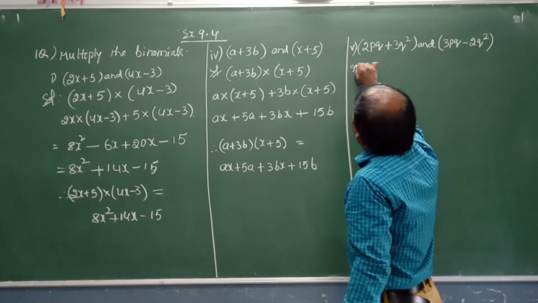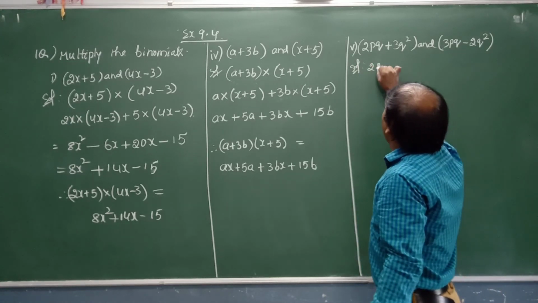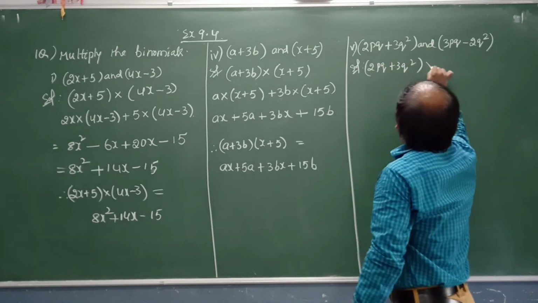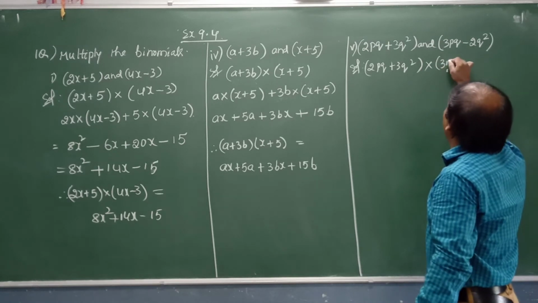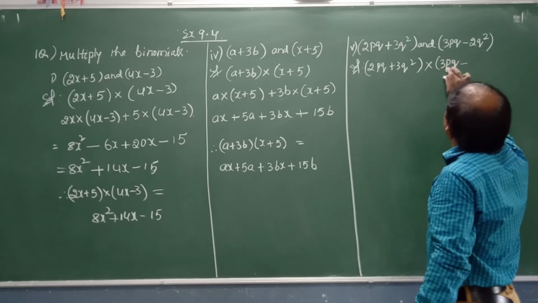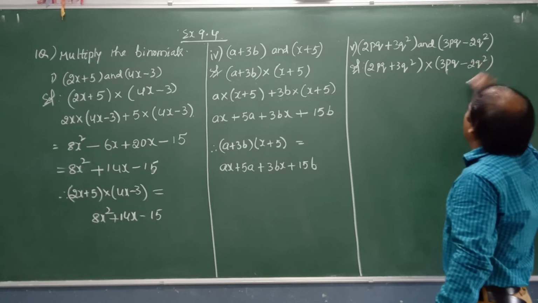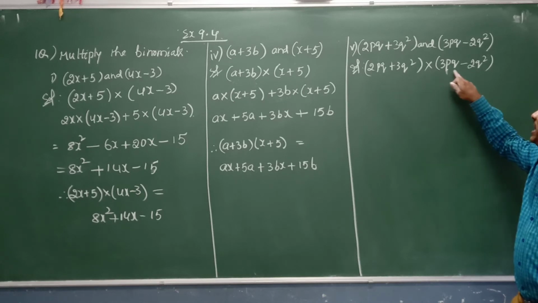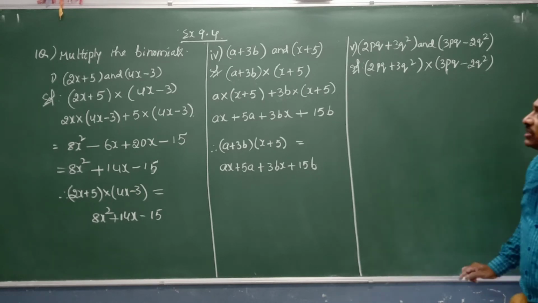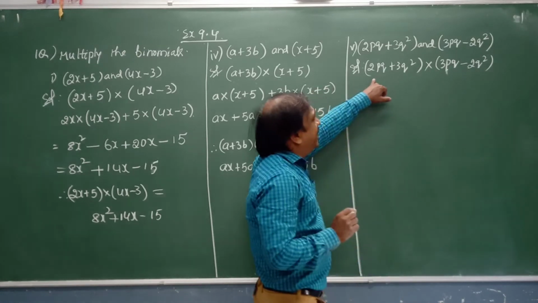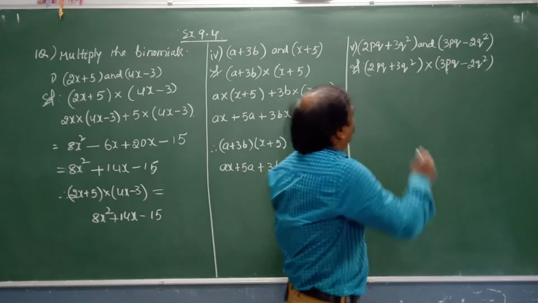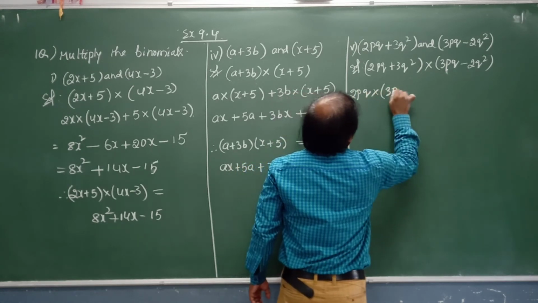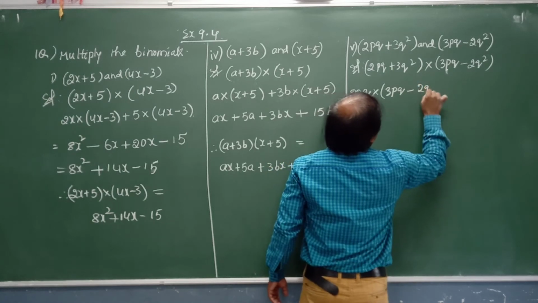So here, 2pq plus 3q square into 3pq minus 2q square. Observe it. So first 2pq into this binomial. 2pq into 3pq minus 2q square.